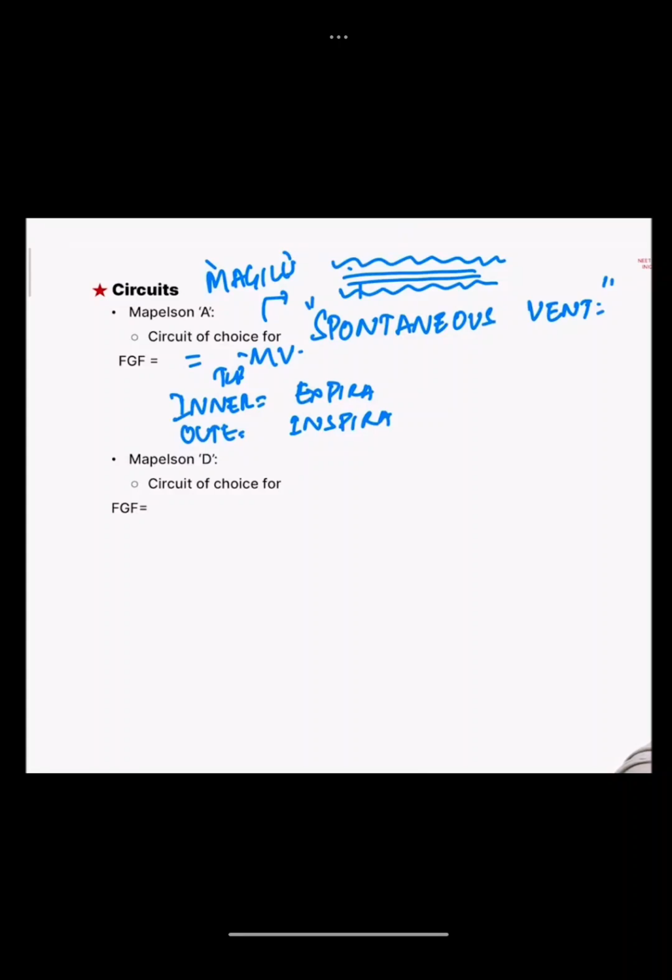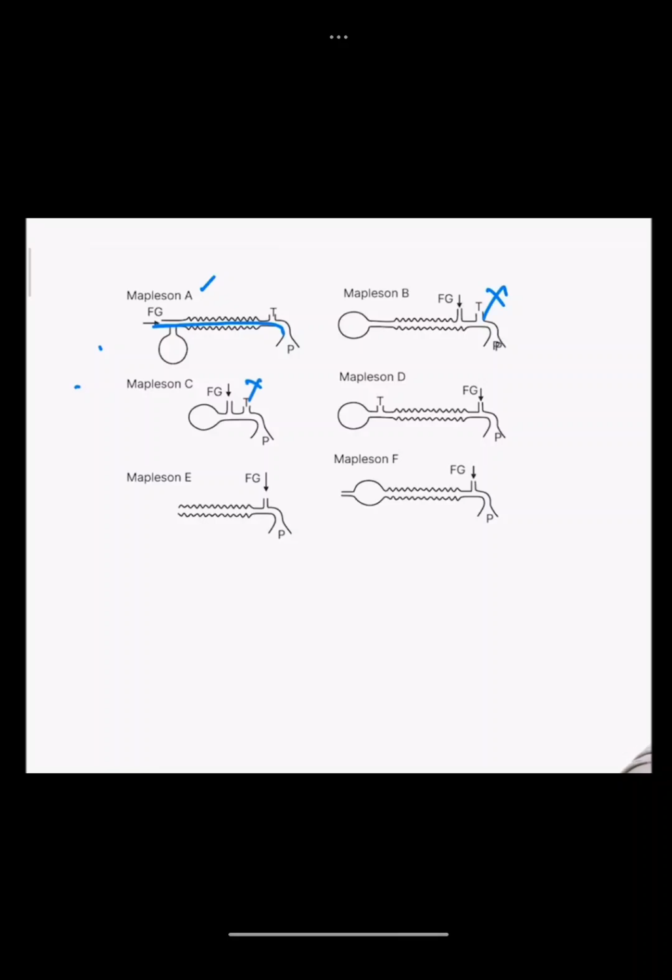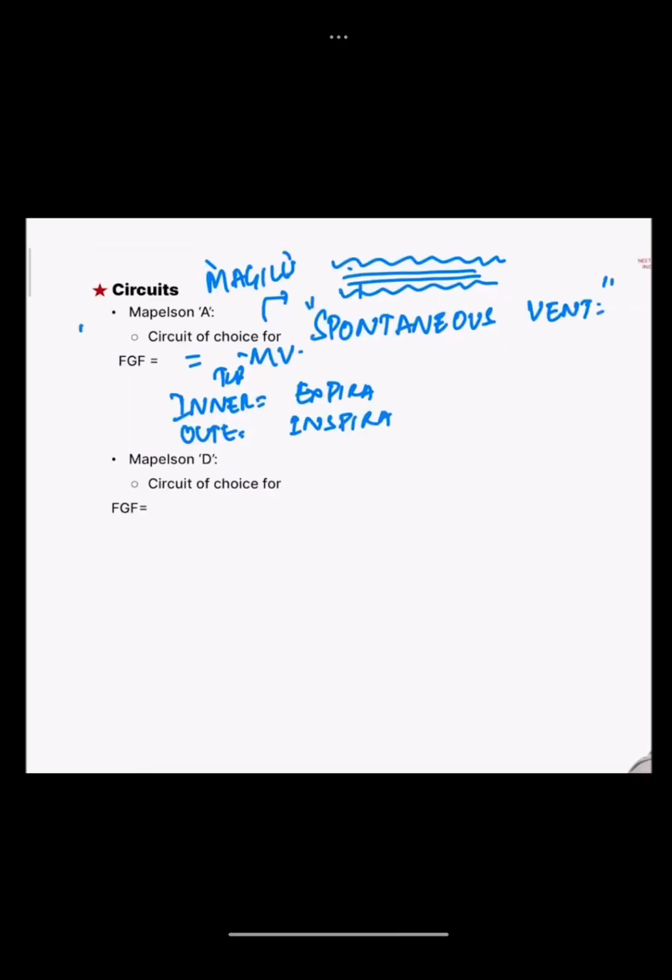Okay, next is Mapleson B and C. Guys, we are not at all using Mapleson B and C circuits. Why? Because these are obsolete circuits. Mapleson D circuit is nowadays the most commonly used circuit, and this is the circuit of choice for what ventilation, guys? This is the circuit of choice for controlled ventilation. Very, very important, for controlled ventilation.